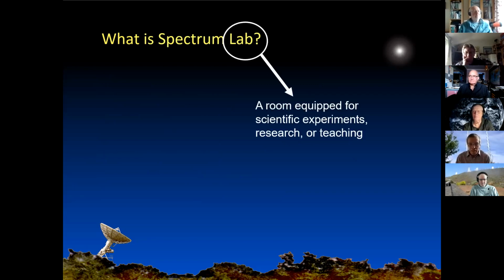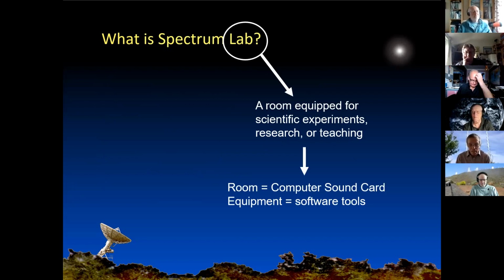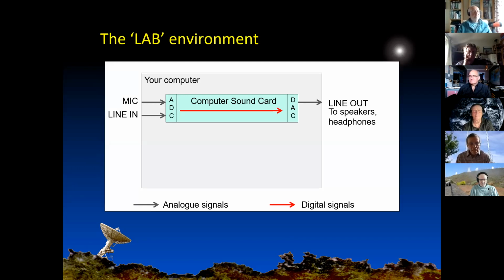If you look up lab in the Oxford Dictionary, it says it's a room equipped for scientific experiments and research. Well, here the room is the sound card, the computer sound card, whereas the equipment to do those measurements are the various software-based tools that are incorporated in Spectrum Lab. So really simple graphic, as I mentioned earlier.